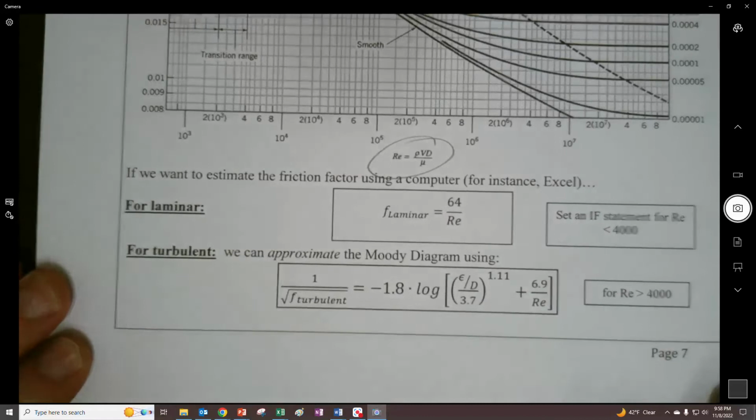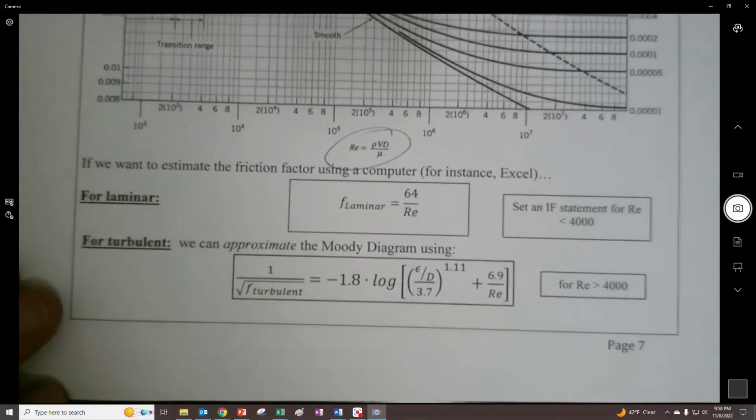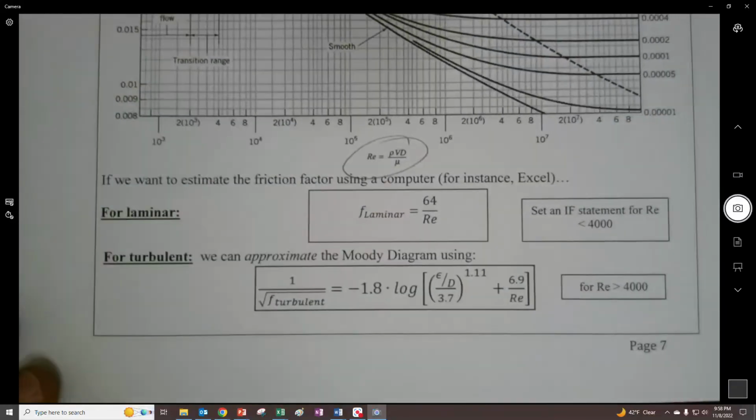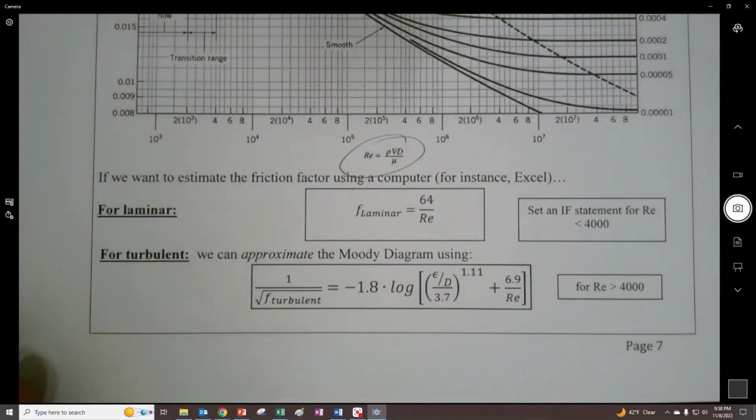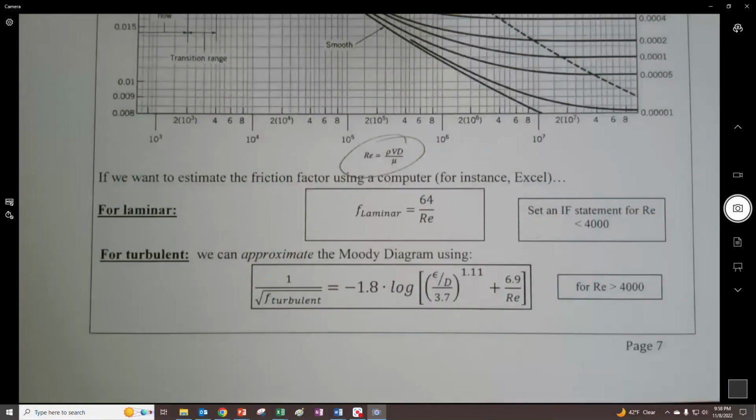Also wanted to point out in here that we can do this numerically. We don't have to use the Moody diagram. That's going to really help us when we go to make a spreadsheet. I'm going to have you make a similar spreadsheet to the one that I made, and you're able to do pressure drop and piping calculations using that. It's very convenient.